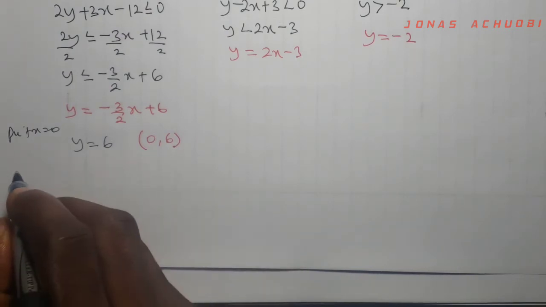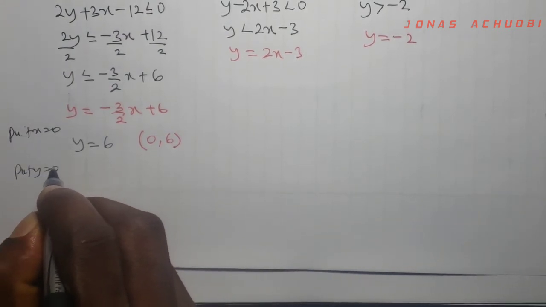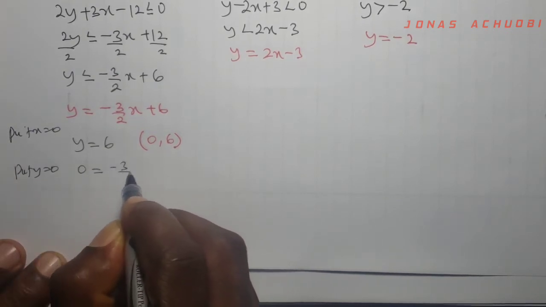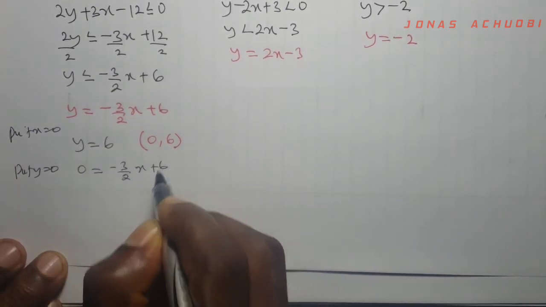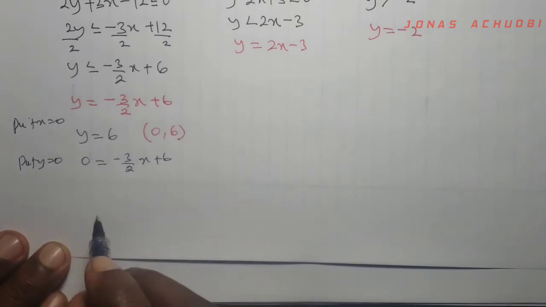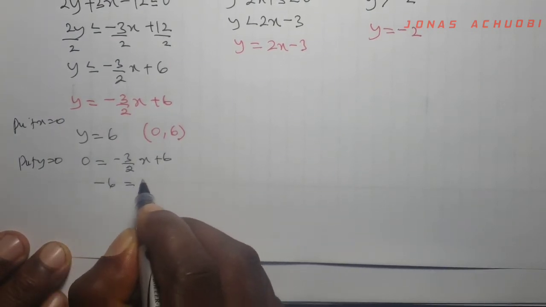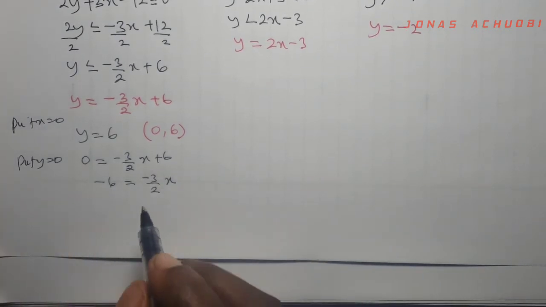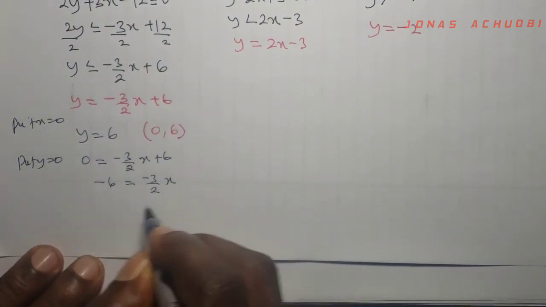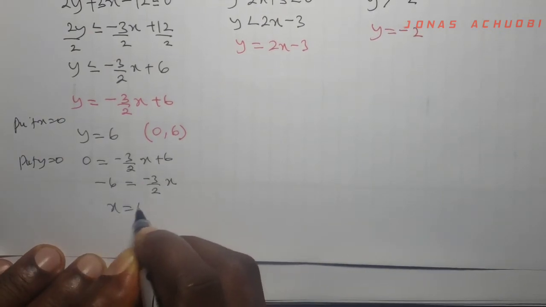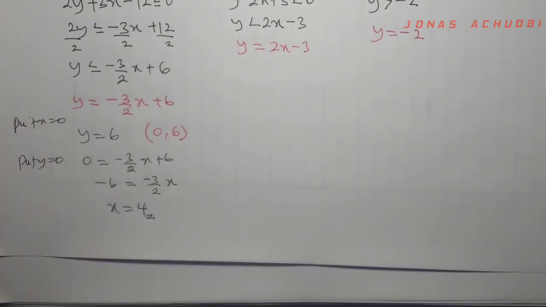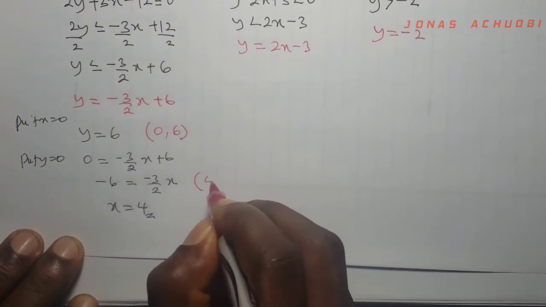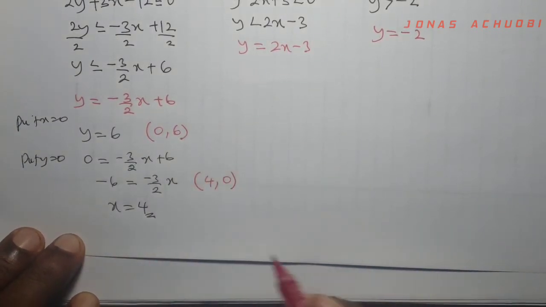For the second point, we put y as 0. So when y is 0, this becomes 0 equal to minus 3 over 2x plus 6. So if we take plus 6 to the left, we get minus 6 equal to minus 3 over 2x. So that when we solve this, we get x equal to 4. Then the point here becomes when x is 4, y is 0.